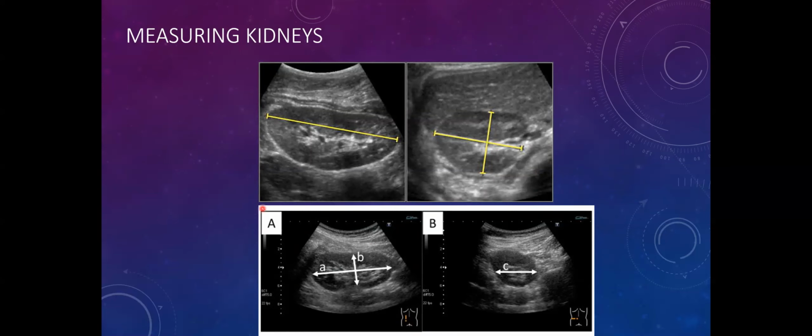And measuring kidneys, I think this is the last one for now. Two different methods of measuring the kidney, well, two different caliper placements, I should say. This is the one I prefer up top here. Sagittal is sagittal. You're just going to measure the length. Transverse, measure height and width.